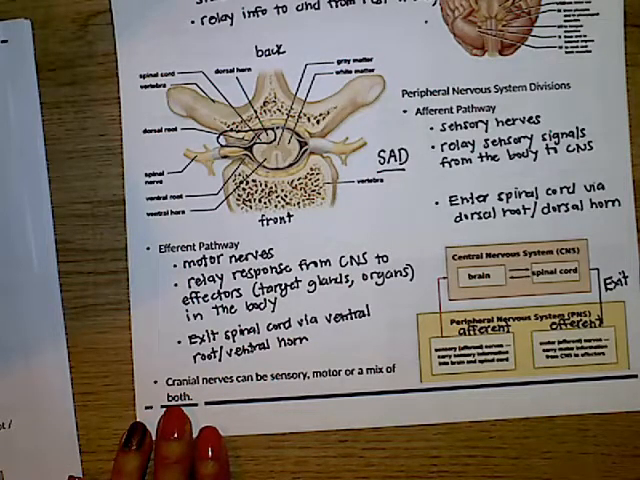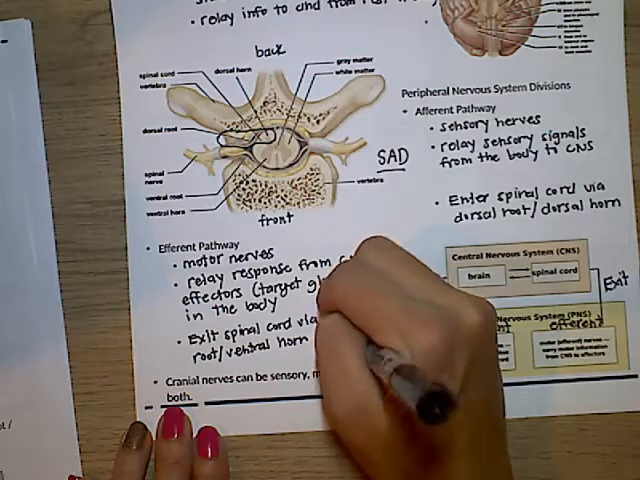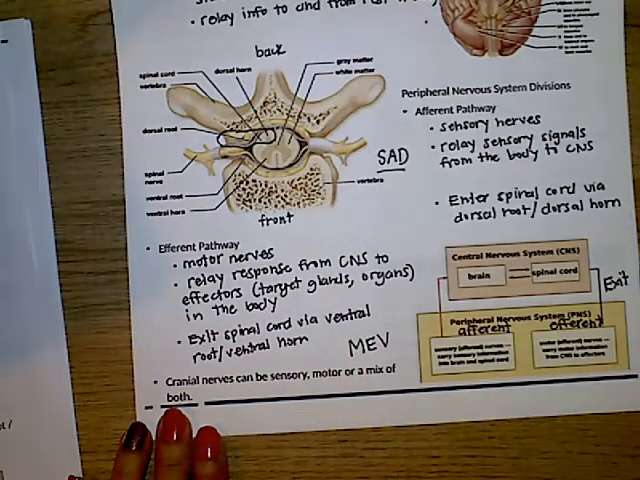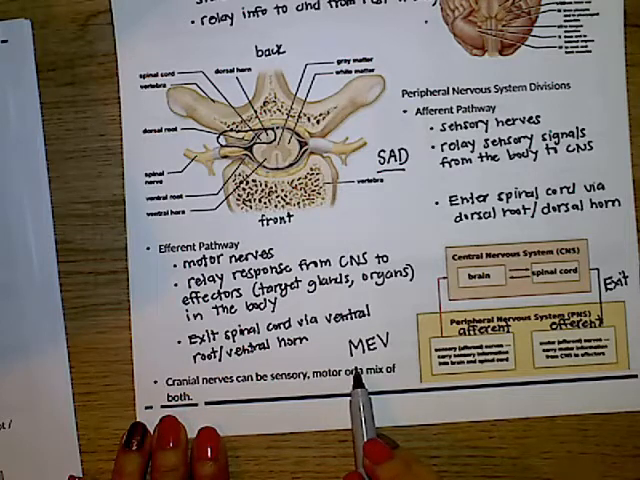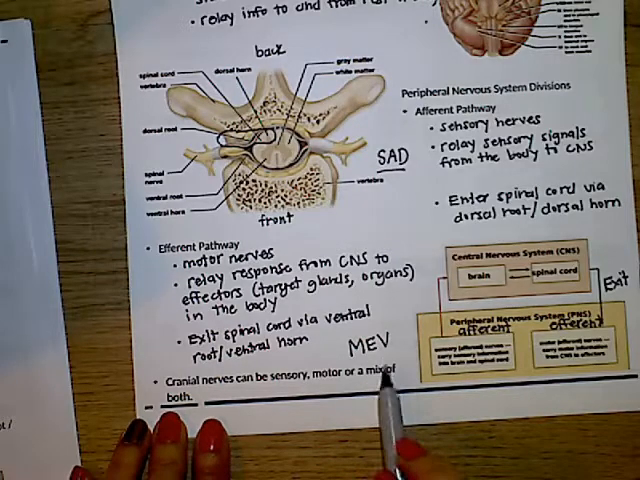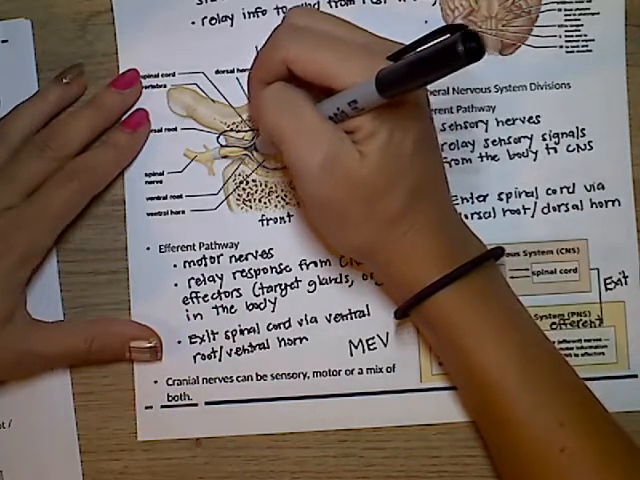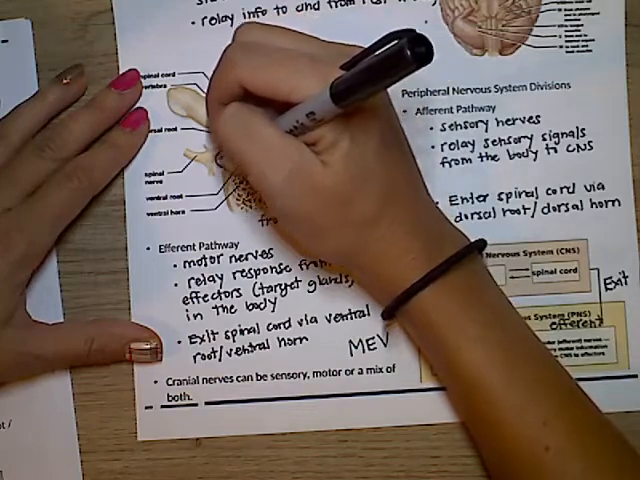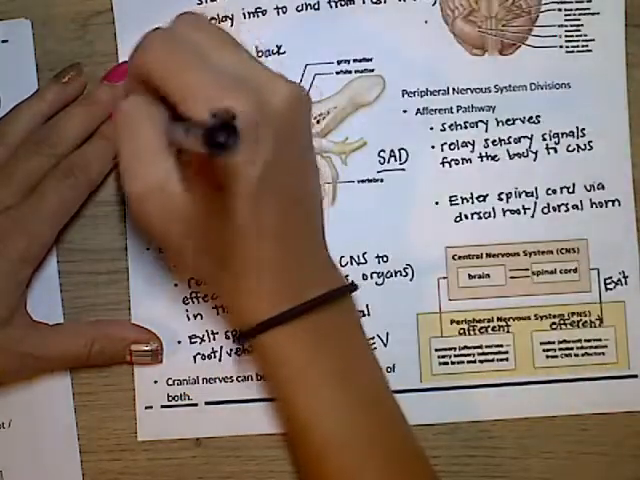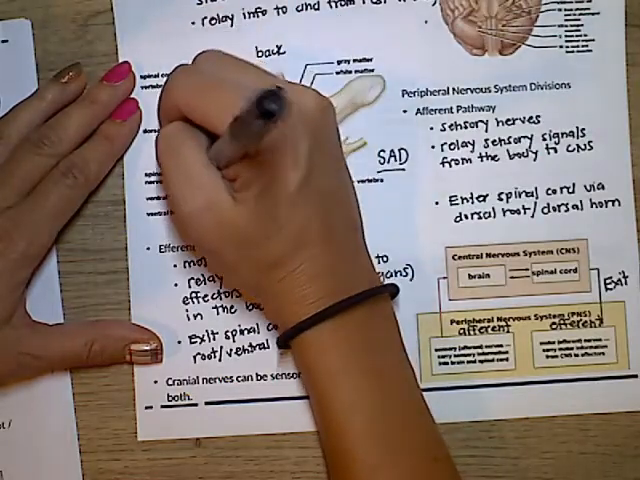So efferent pathway, this may not be helpful because it doesn't really mean anything, but if you can just remember MEV, these are your motor nerves for efferent, and they come from the ventral root and horn. So that's the front part of the body. So I'm just going to circle that here. And we'll put an A for afferent and an E for efferent here.